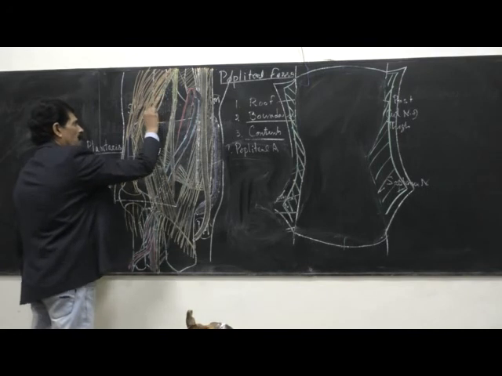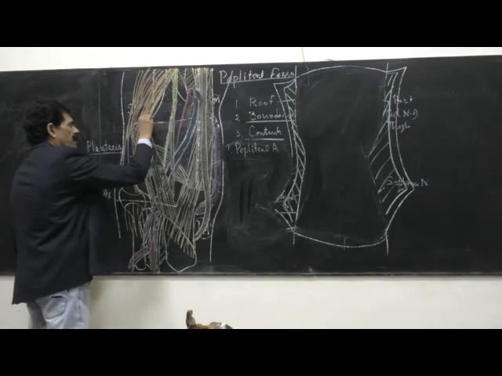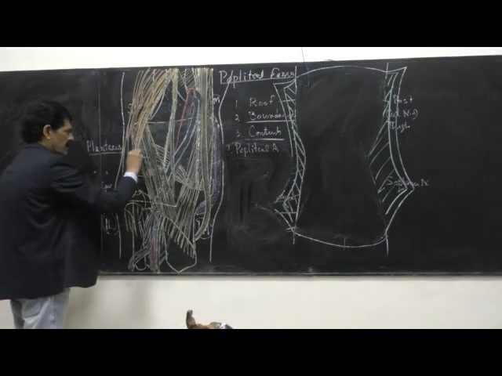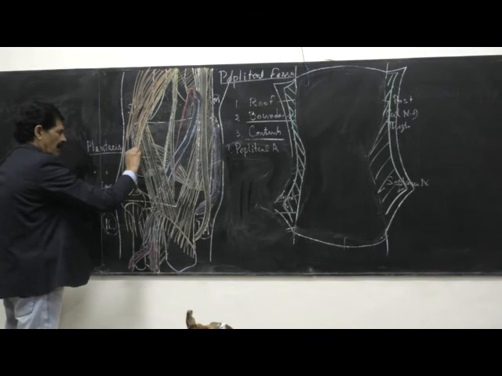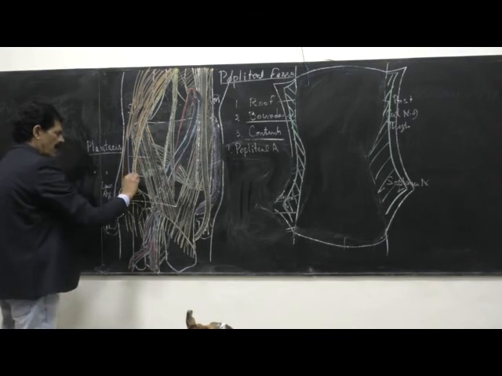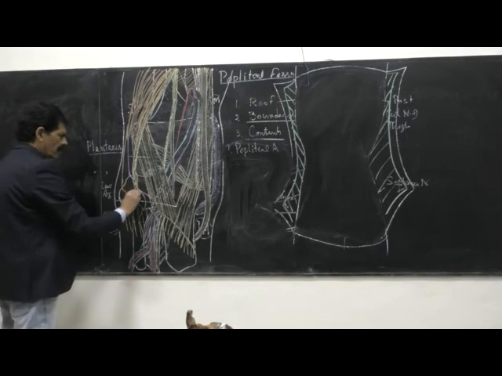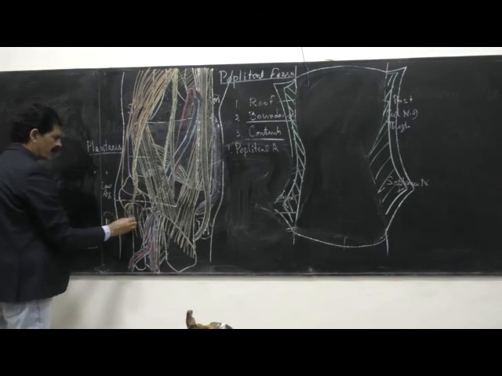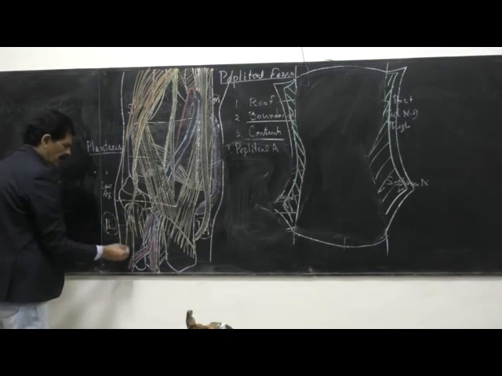While the common peroneal nerve runs along with the tendon of the biceps femoris, and at the head of the fibula. The common peroneal nerve goes laterally, and here it touches the lateral surface of the neck of the fibula, where it bifurcates into superficial and the deep peroneal nerve.